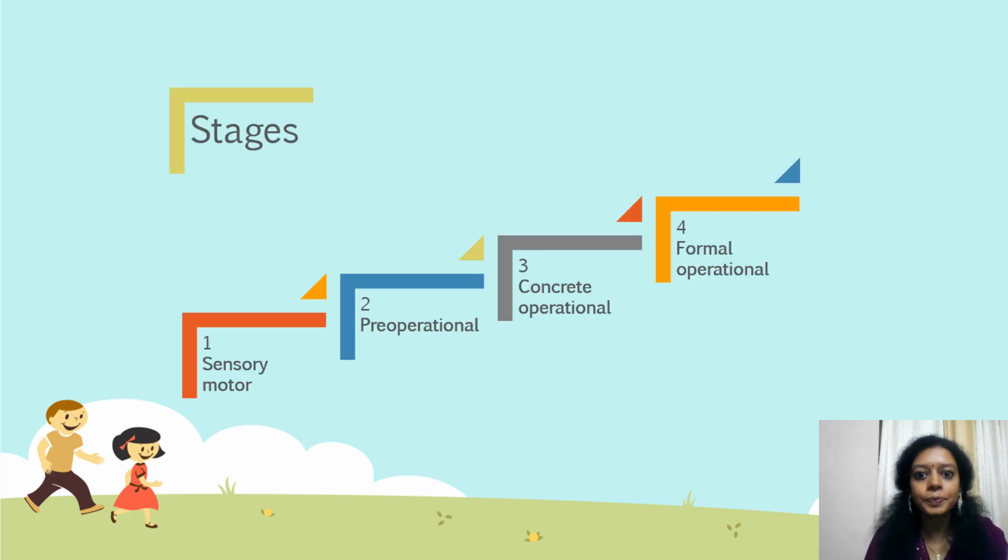The four stages are sensory motor, pre-operational, concrete operational, and formal operational. Sensory motor, pre, concrete, and formal. These are the four stages.